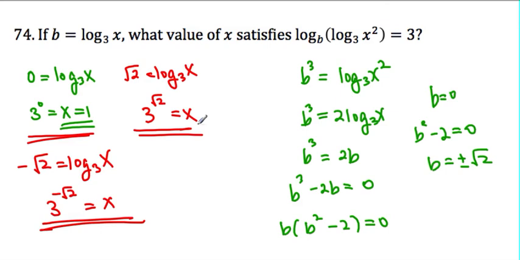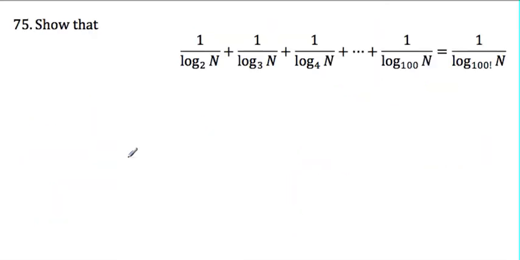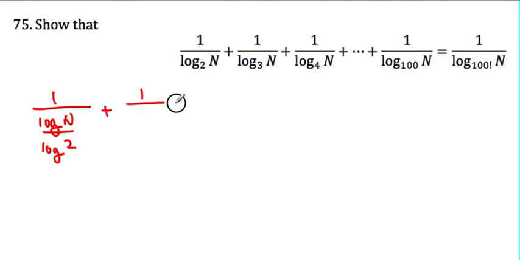Alright, let us move on to the next question, number 75. Here we have a proof question: show that the left side is equal to the right side. I see that the n has been repeating, and I see the number 100 here. So if I rewrite each one, we get log n over log 2 by the change of base formula. The second one becomes 1 over log of n over log of 3. That's how I can rewrite the second denominator.